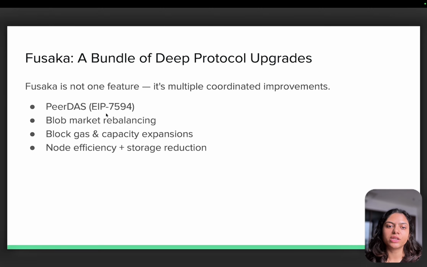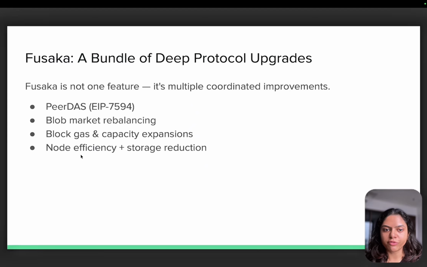PeerDAS is related to EIP-7594, and PeerDAS means peer data availability sampling. Then there are blob market corrections and rebalancing. Then block gas and capacity expansion, like block gas limit increases.